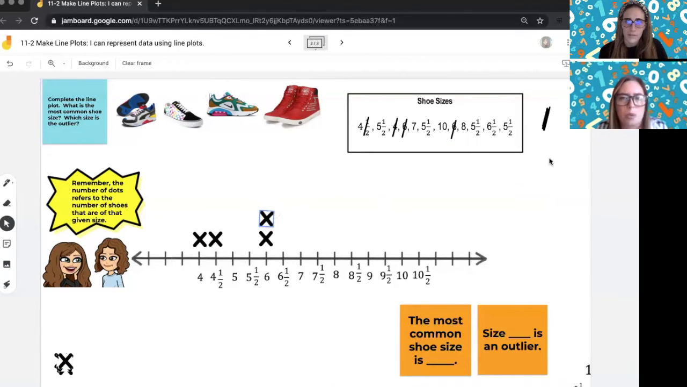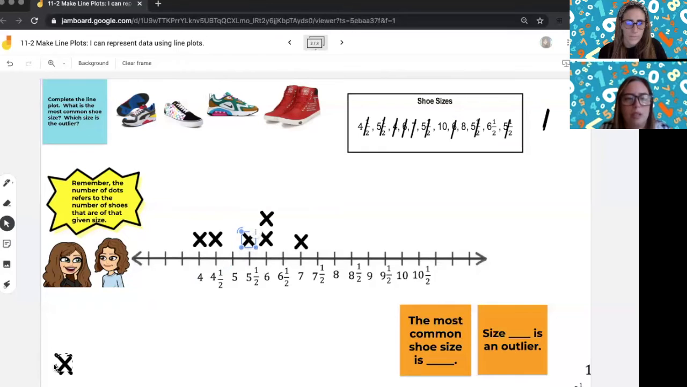So going back into our data chart, after the 6 looks like 7. And that's the only 7 I see in the data chart. So let's put 1 X above 7. Okay, 5.5. Looks like there's 5.5, 1, 2, 3, 4 times. Wow. So let's cross out 5.5, and we need to put 4 X's above 5.5.